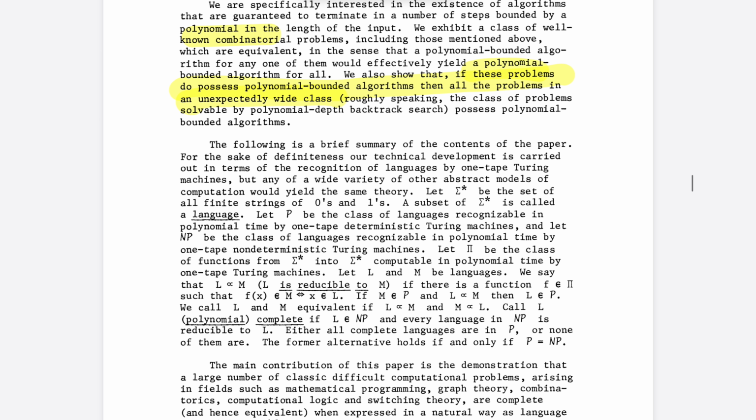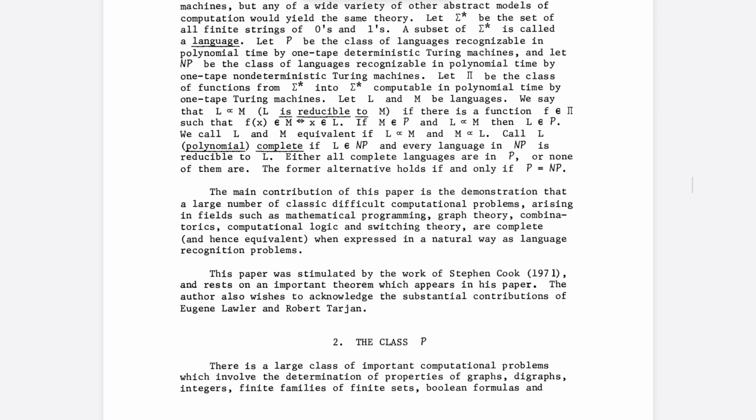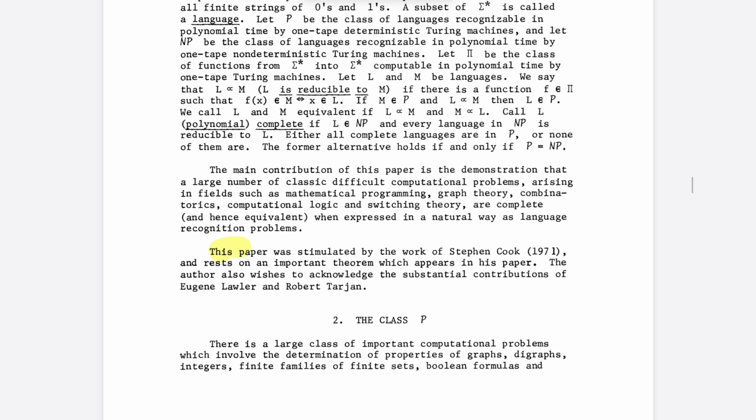Then he talks about Turing machines and stuff. This work was stimulated by the work of Stephen Cook. So there was Cook and Levin, and they both came up with this argument that any polynomial time algorithm can be turned into a polynomial size circuit. But Levin was in Russia on the other side of the Iron Curtain, so we weren't aware of Levin's work. But Cook was a colleague of Karp at Berkeley.